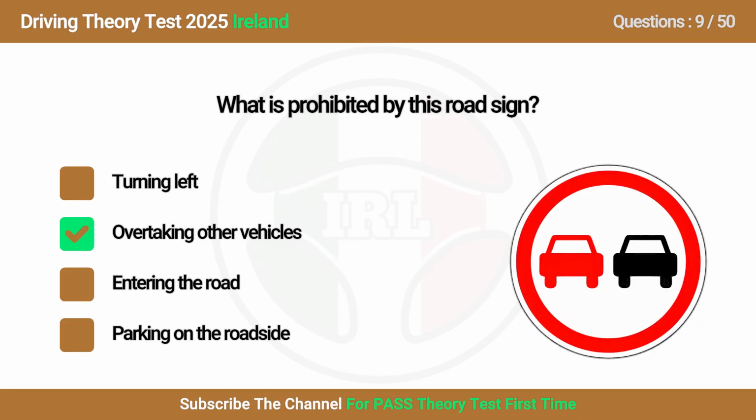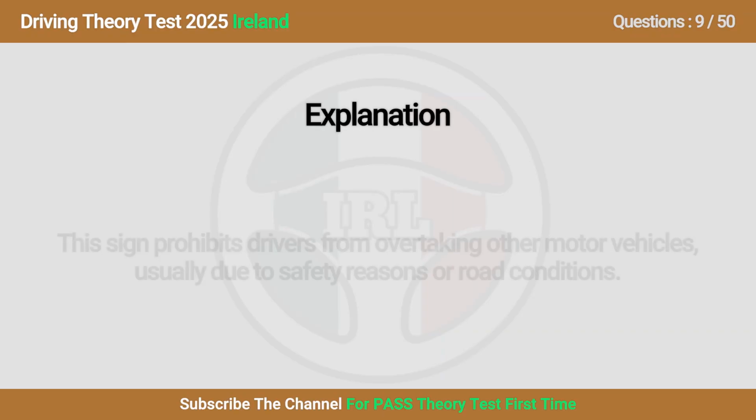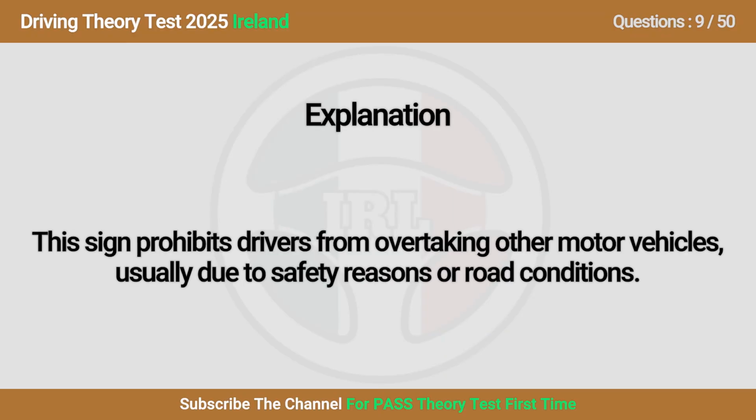Answer is B. Overtaking other vehicles. This sign prohibits drivers from overtaking other motor vehicles, usually due to safety reasons or road conditions.